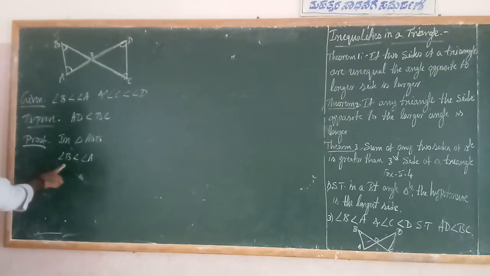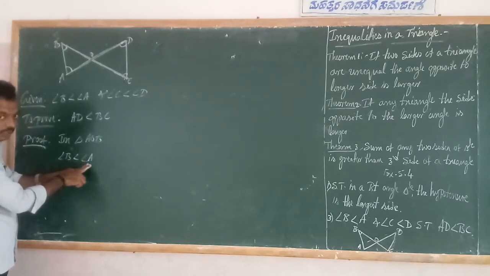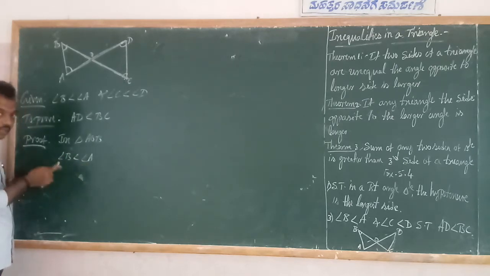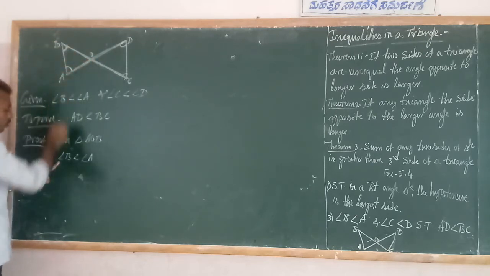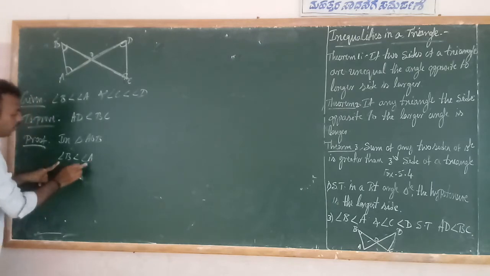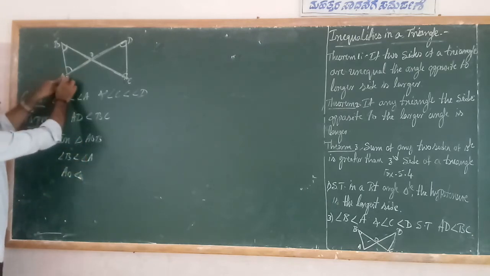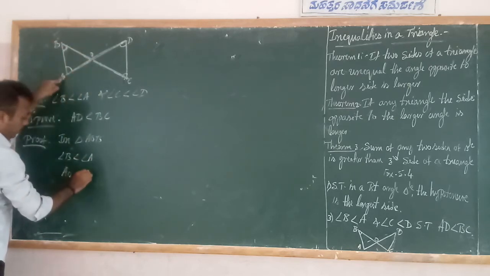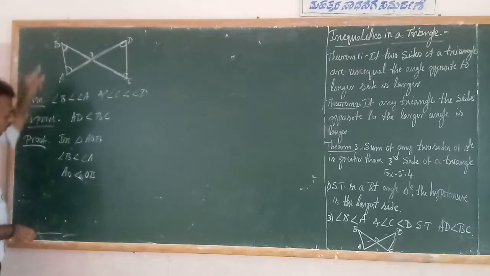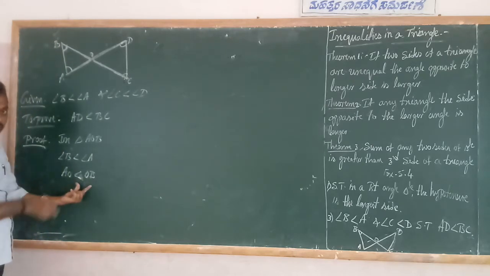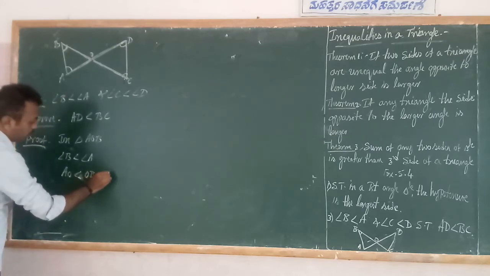So among these angles, which angle is smaller? Angle B is smaller than angle A. So the opposite side of the smaller angle B is also smaller. Therefore, the opposite side is AO, so AO is less than the side opposite angle A, which is OB. So AO is less than OB according to the theorem. So this is equation number 1.